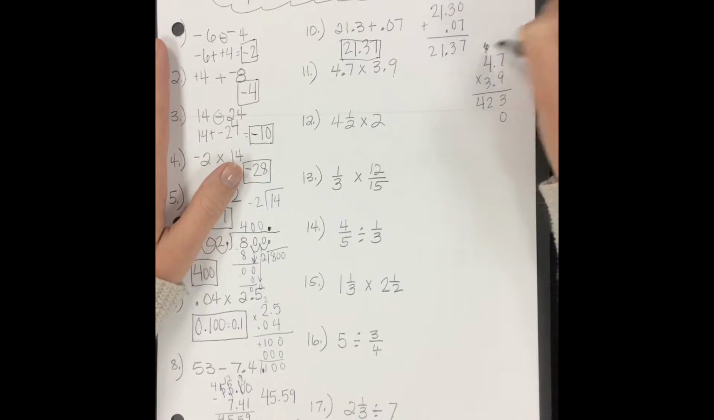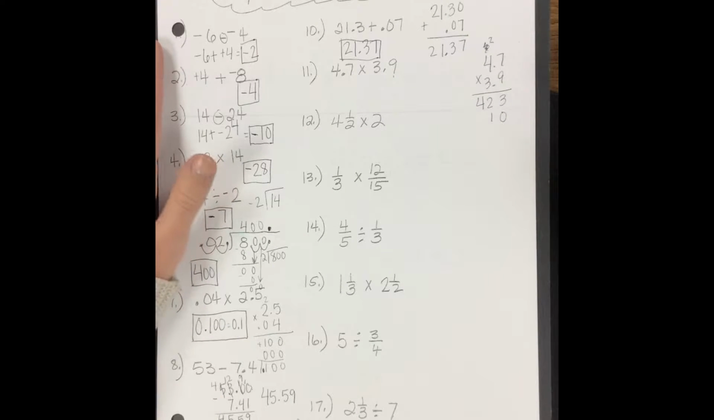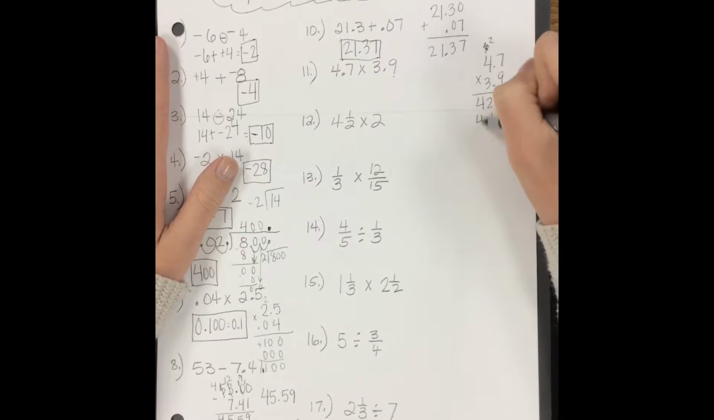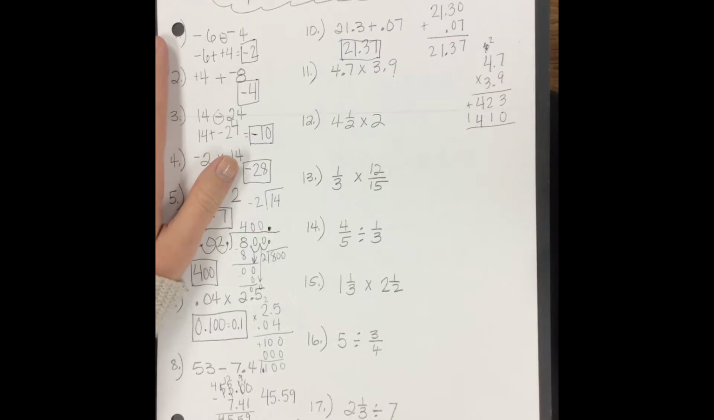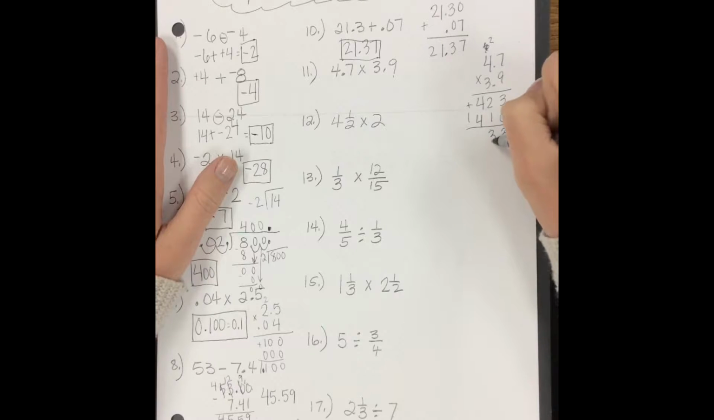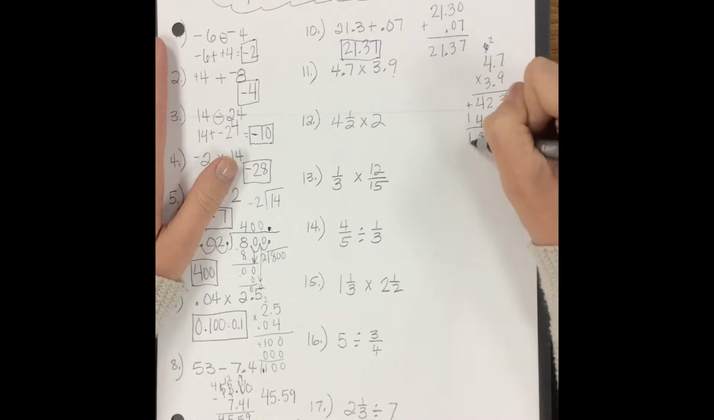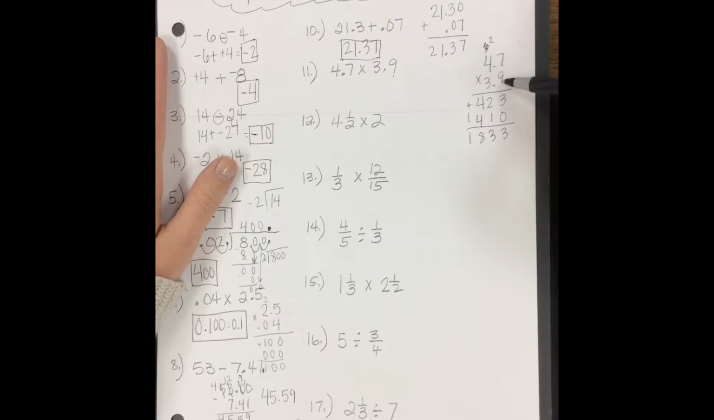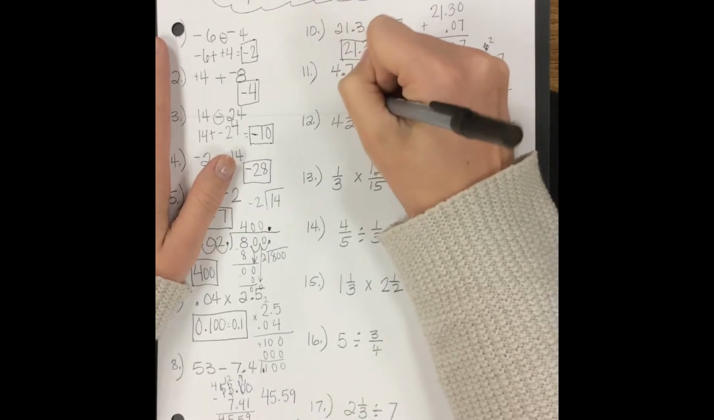7 times 3 is 21. 4 times 3 is 12, plus 2 is 14. Add them together. 3 plus 0 is 3, 2 plus 1 is 3, 4 plus 4 is 8, and 1. Now I have two numbers to the right of my decimal. So 18.33.